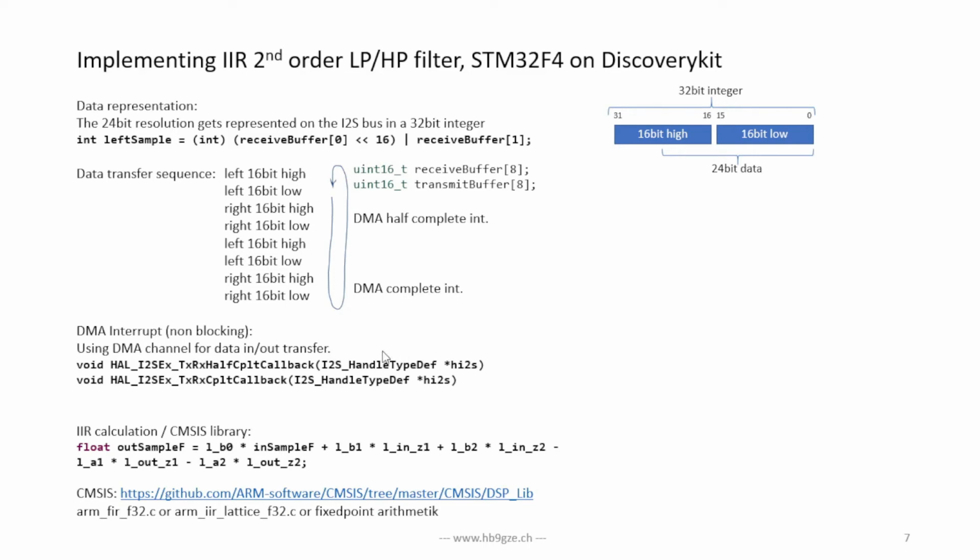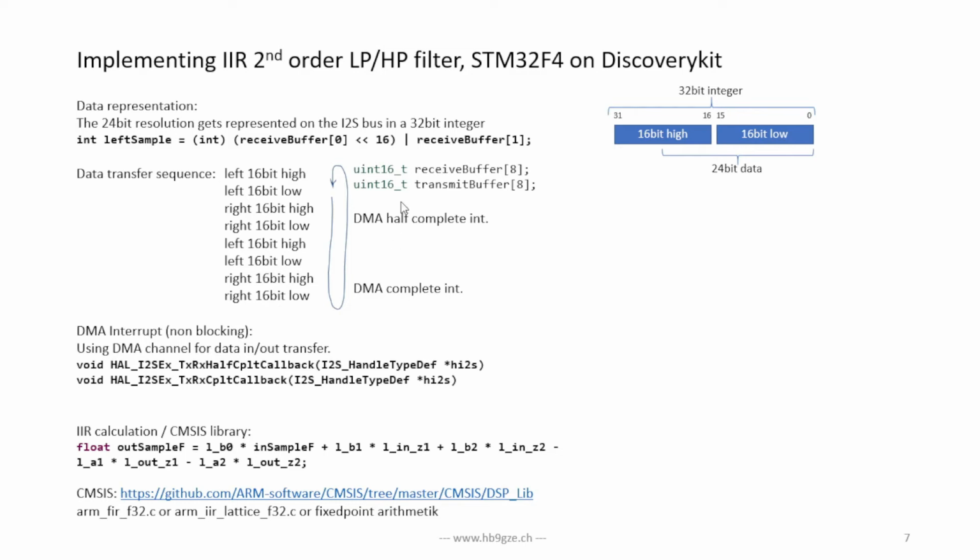And what they provide us, that's very nice, in the circular buffer, they give us a half complete interrupt, and the DMA gives us also a complete interrupt. So that means when we are halfway through, if we have 8 words in this circular buffer, then after 4 words I get an interrupt telling me, hey, the first 4 words are ready for you to compute. And so I do the filter computation on it, and I send the data out.